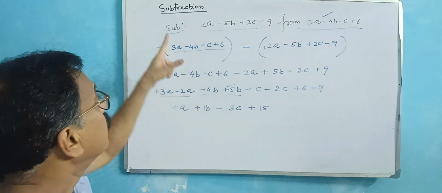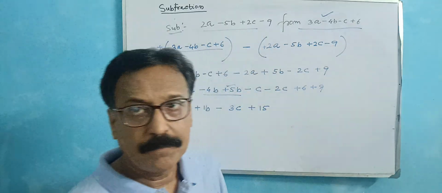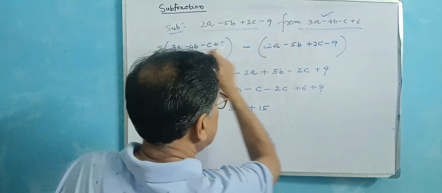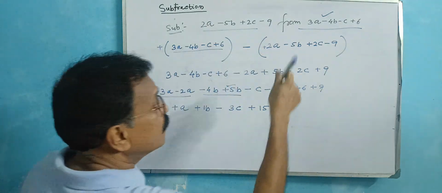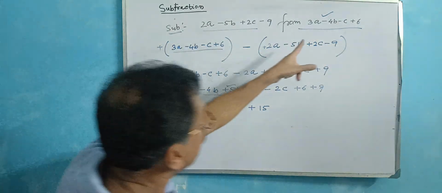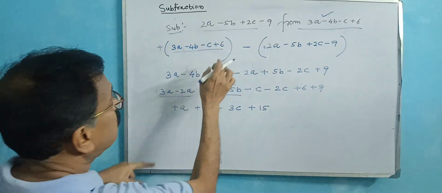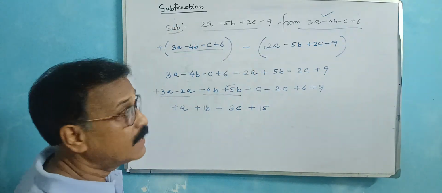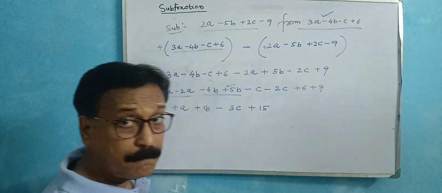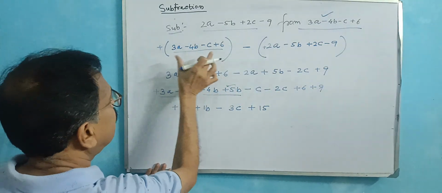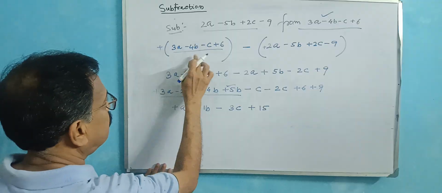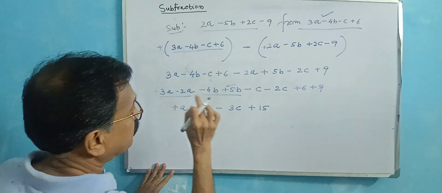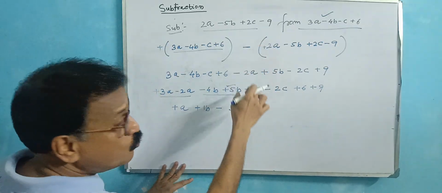Now revise. Subtract this from this. No problem. This is actually called the horizontal process. You write the from part first. The sign of subtraction is minus, and this is this. Clear? Now this is plus, this is 3a minus 4b minus c plus 6. Now this is actually the out of bracket.